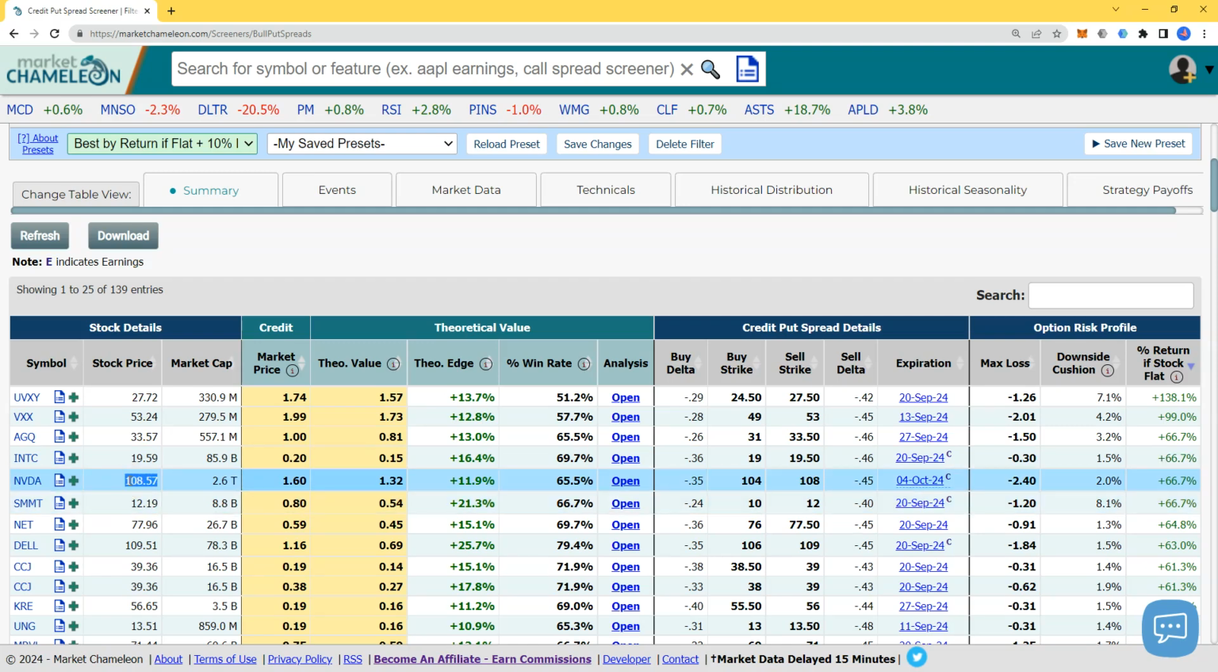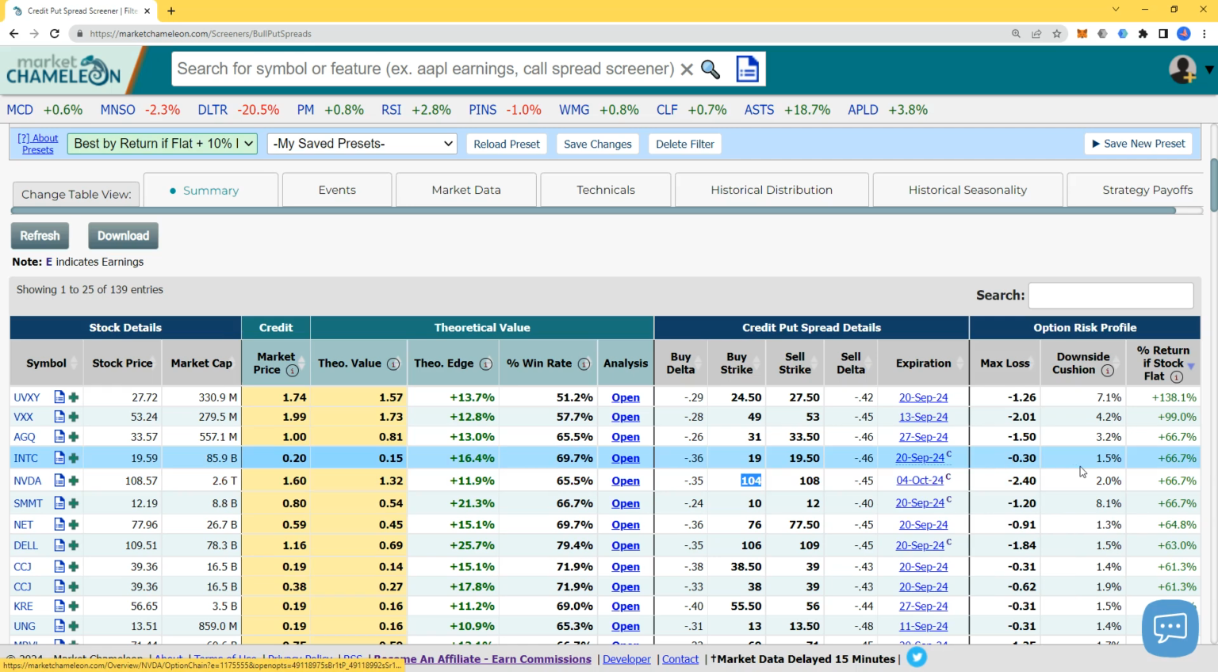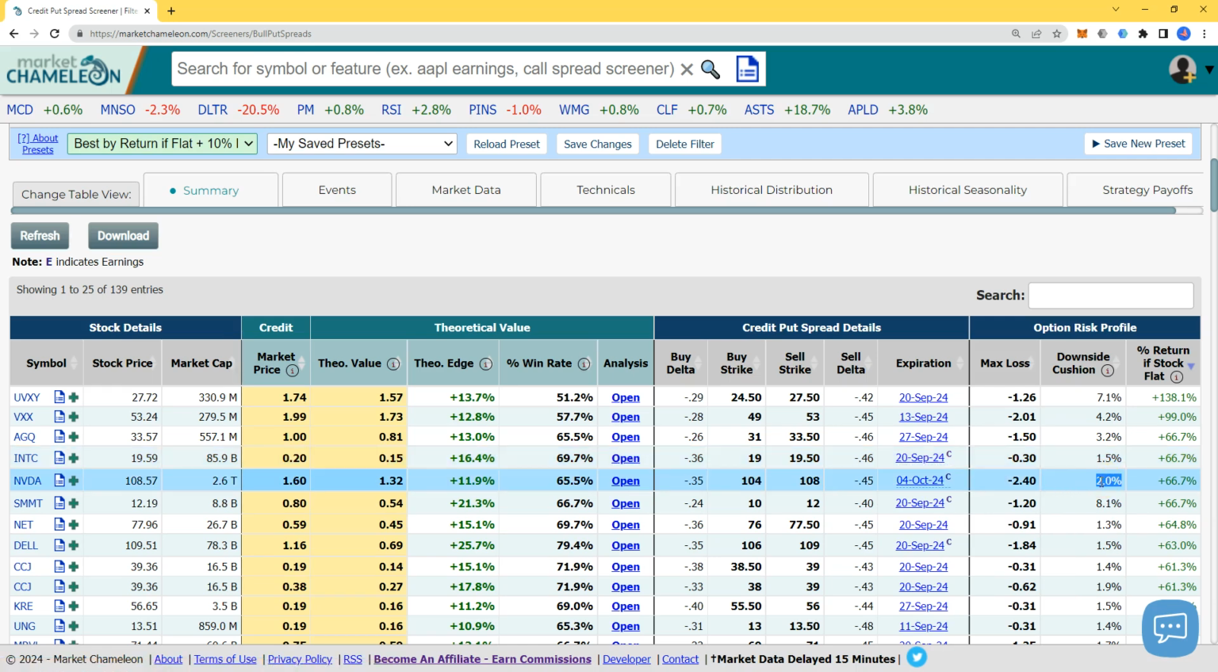Let's see NVIDIA price 108.5. Let's see what we got here. You collect $160 compared to $132. This is your edge, 11%, 65% win rate. And the trade itself is you sell the 108, you buy the 104 for next month, October 4th, Goldman Sachs event. Okay, not a big deal. And we got a 2% downside cushion, and your max, if NVIDIA stays at 108 and above, you make basically 66% on your money.